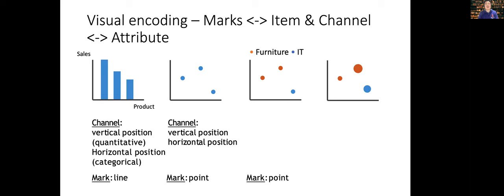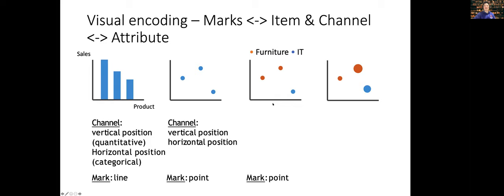Anyone else? So someone says sales and product. And someone else said it's furniture and IT, which we call furniture and IT, which is a category of the product. Anyone else? No? Okay. I think both are correct. All these are the attributes being shown here.